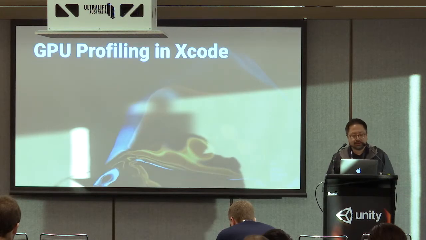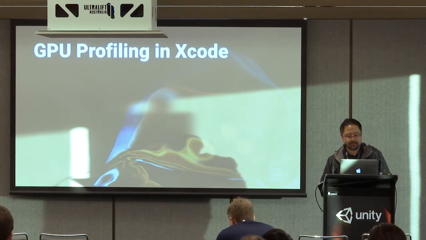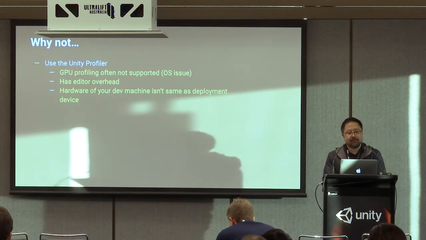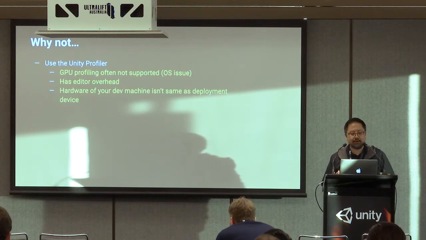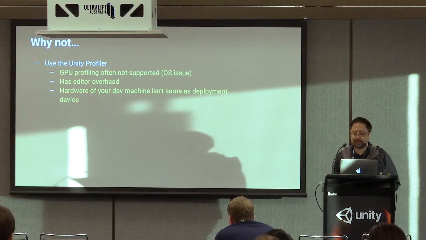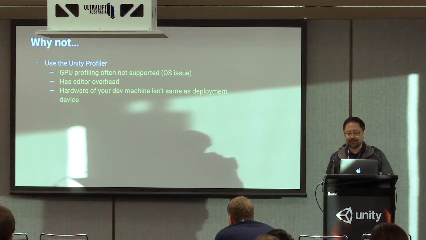Finally, I'll talk a bit about GPU profiling inside of Xcode. You can use the Unity profiler, but it runs into a few problems. If you're a Mac user, you'll often see it's not supported because of OS issues, there's editor overhead, and your device doesn't match the actual hardware that you're deploying on. I know you can attach a debugger remotely, but Xcode gives you a lot more detail. I'm going to take you through a scenario of how you can look at your shaders.